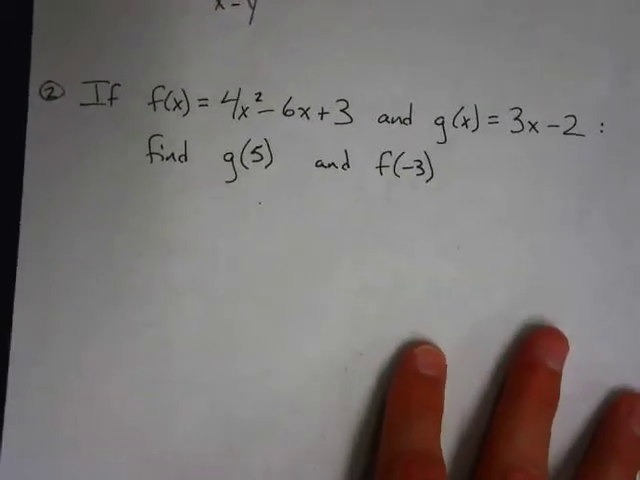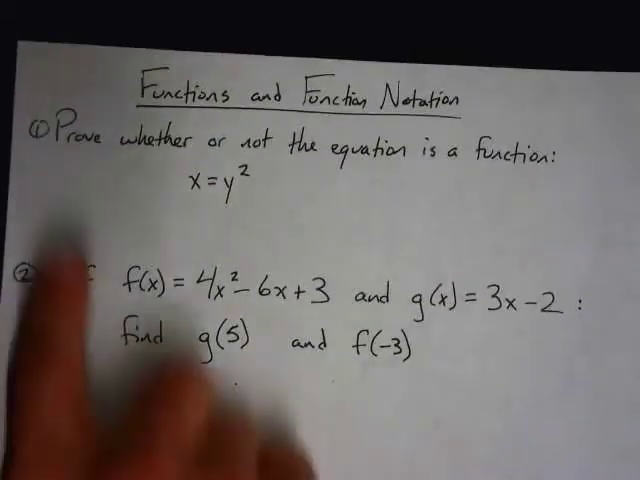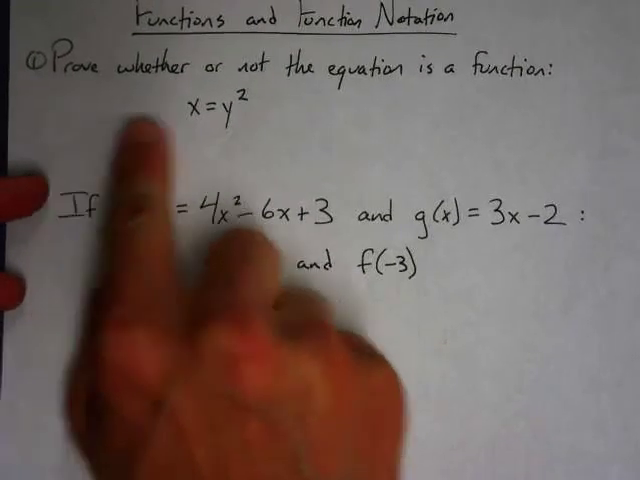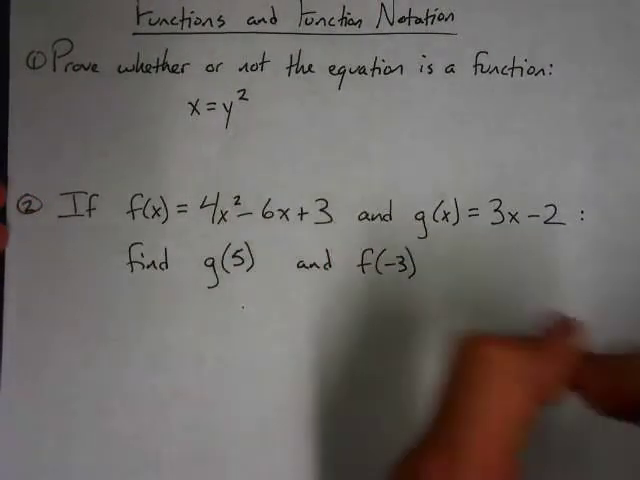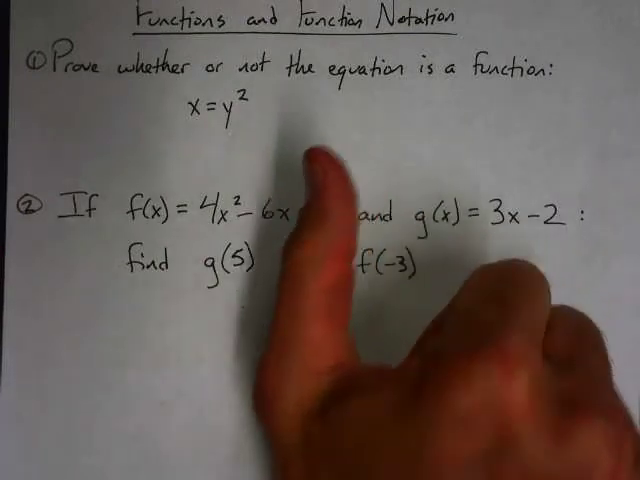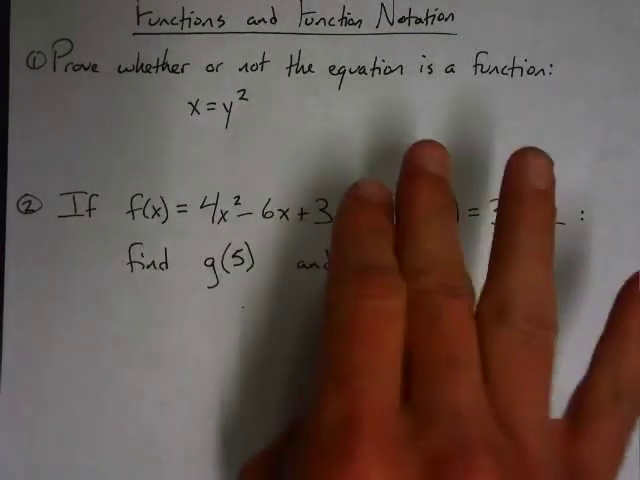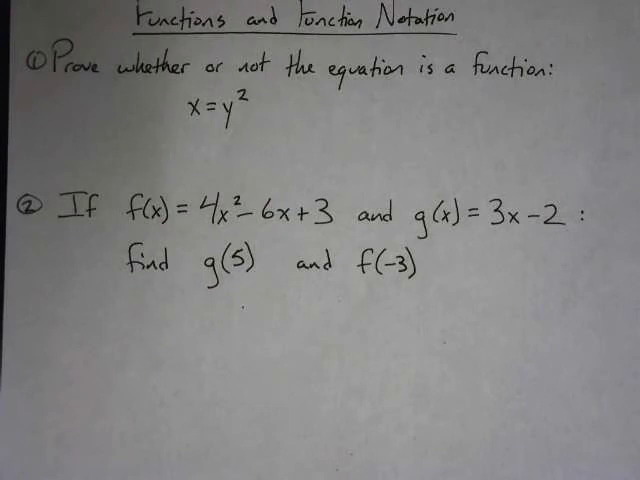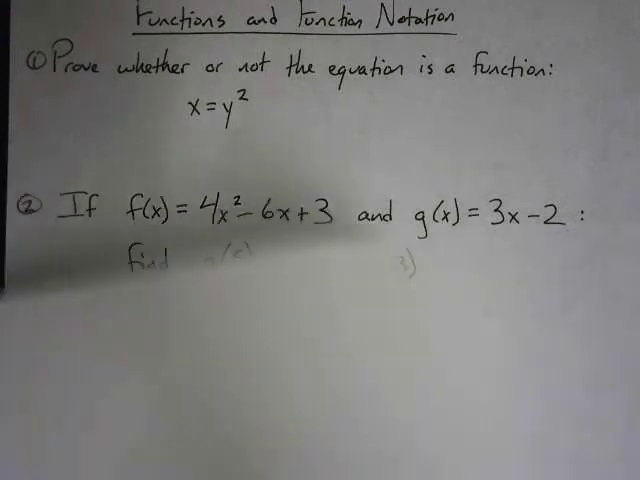So if you had any question on that one, there we go. We proved whether or not the equation is a function. We proved that it wasn't a function, because of either the graph or a handful of ordered pairs where you would see a repeat in the x value, a repeat in the domain. So what about this next one?